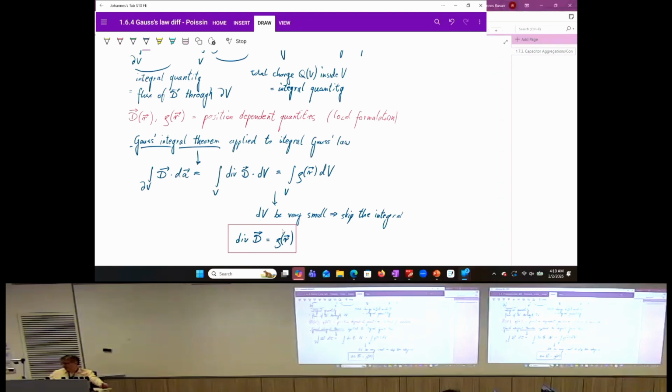And these two formulations go hand in hand. In one, you solve the integrals, and in the other, you work with the differential formulation.